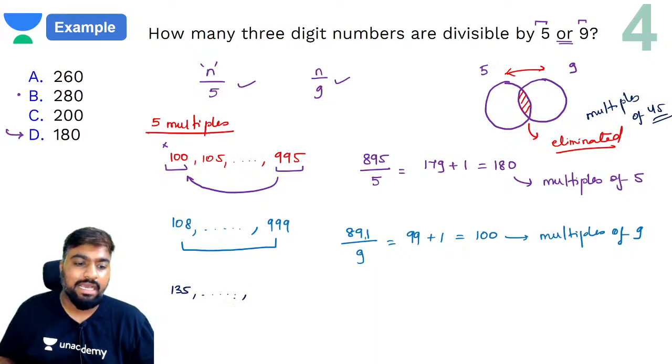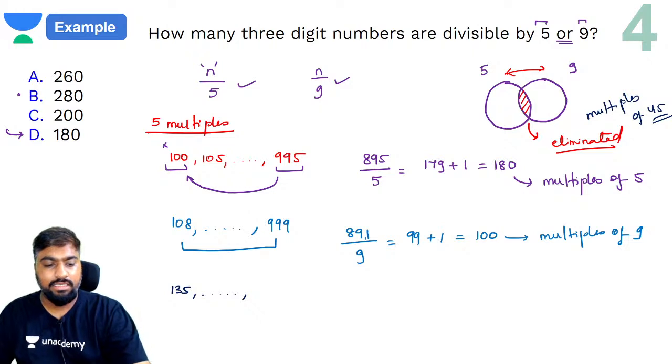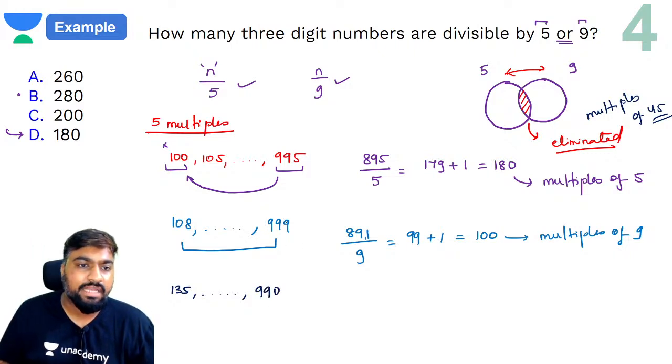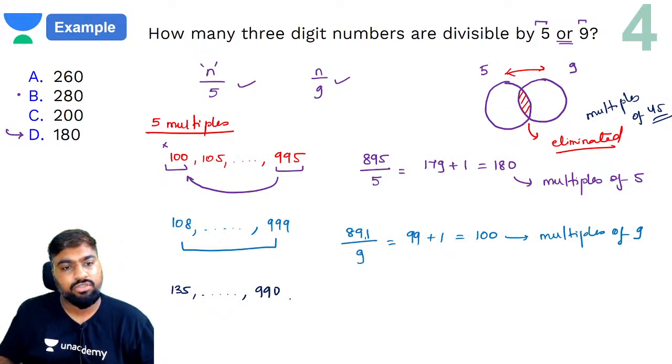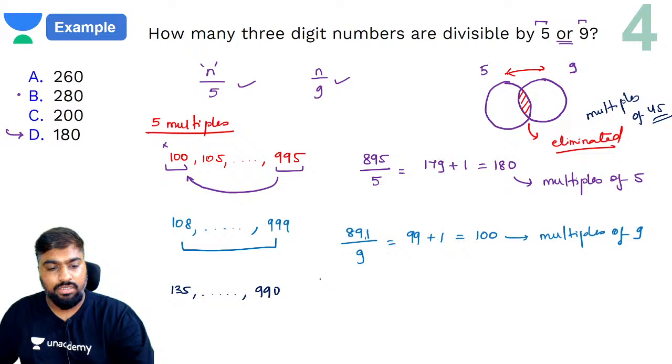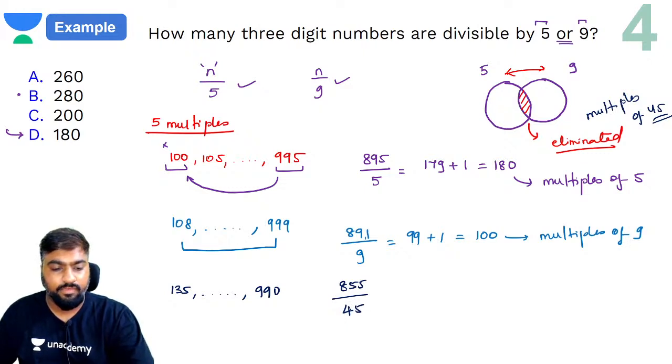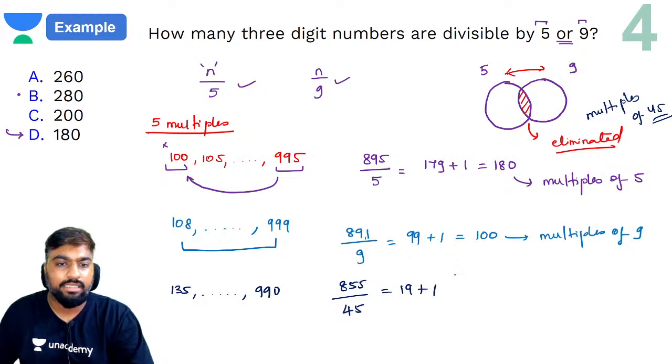Yes. What will be the largest number? Largest number, anyone? You can go with 1000 itself. 22 into 45, that is 990. 999 में से एक निकालो, 990 0 है, मतलब 5 से भी divisible है, 9 से भी divisible, right? So now you have to find this difference. So 990 minus 135 is 855. 855 by 45 is how much? 19 plus 1, क्योंकि first term eliminate कर दिया था आपने, है ना?